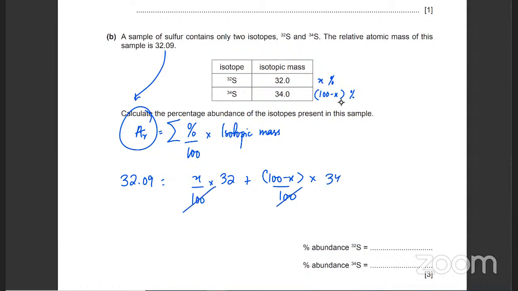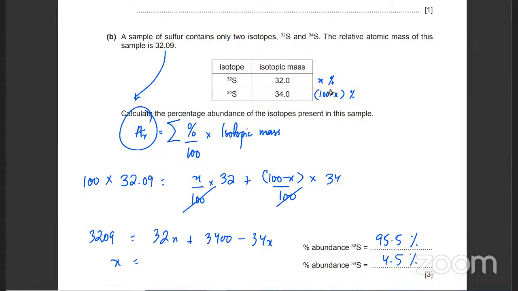I'll just multiply everything by 100. So this is, I think, 3209 equals 32x plus 3400 minus 34x. If I solve this further, what do you get for x? Did anyone do it? 95.5. Okay, so x, the sulfur-32, comes out to be 95.5%. So what is the remaining one? What is 100 minus x? That's going to be 4.5.